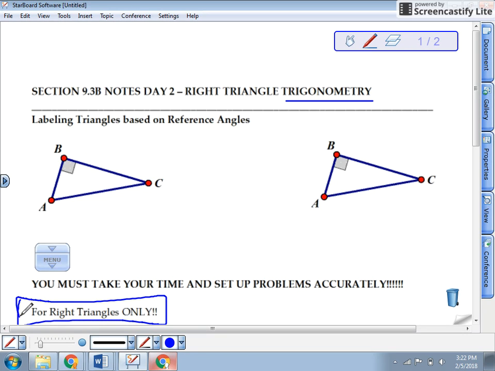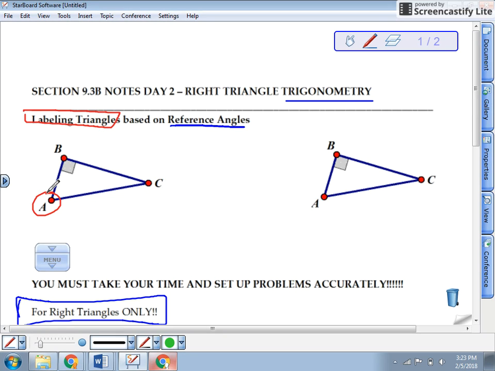The first thing you need to know is a reference angle. Depending on what our reference angle is changes how we label these things, and honestly, labeling the triangles is probably the most important part of trigonometry. In the first example, we're going to say angle A is our reference angle. I'm just going to circle it so we know that's the angle we're talking about. Then we just have to label three parts of a triangle, and it's a right triangle.